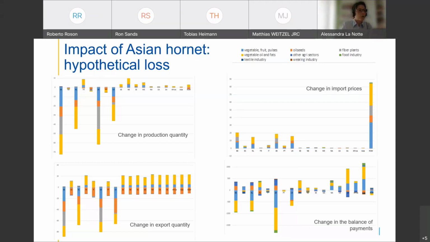Now, how reliable this first run of changes is needs to be further explored, because, as I said, we inserted the shock in the GTAP model as it was, without any modification.